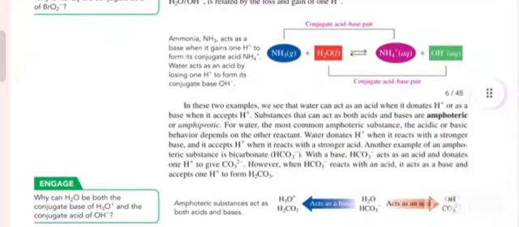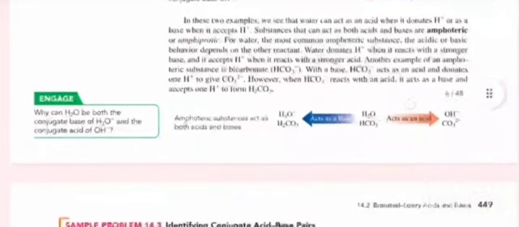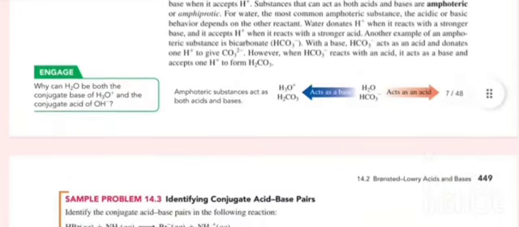In these two examples, we see that water can act as an acid when it donates H+ or as a base when it accepts H+. Substances that can act as both acids and bases are amphoteric or amphiprotic. For water, the most common amphoteric substance, the acidic or basic behavior depends on the other reactant. Water donates H+ when it reacts with a stronger base and it accepts H+ when it reacts with a stronger acid. Another example of an amphoteric substance is bicarbonate, HCO3-.